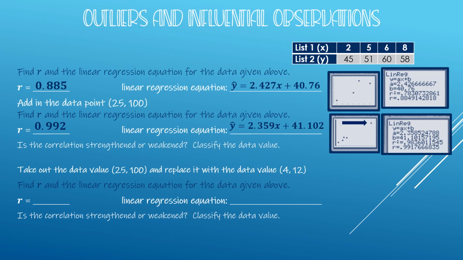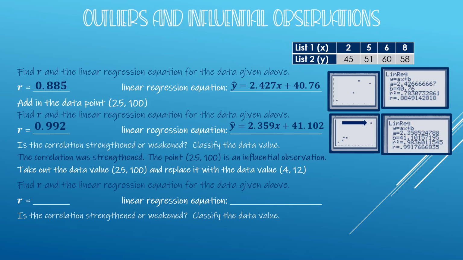So is the correlation strengthened or weakened, and classify the data value? So based on the original, and we're always going to compare to the original, which is the top there, the 0.992 is higher than that, so it strengthened the correlation, so it's an influential observation.